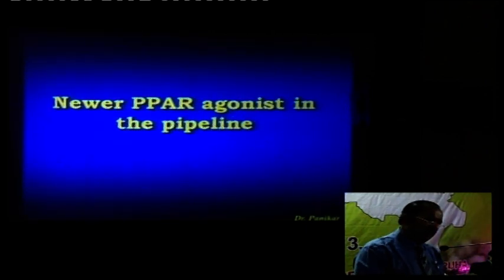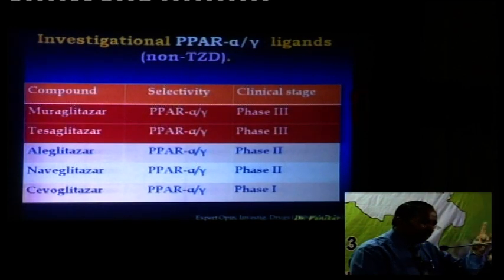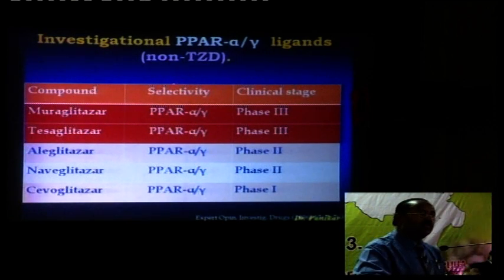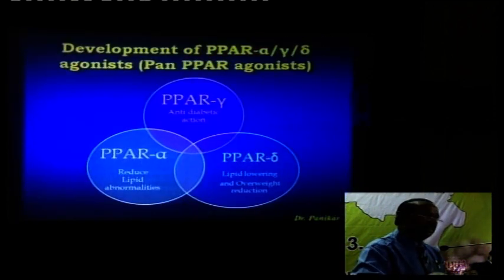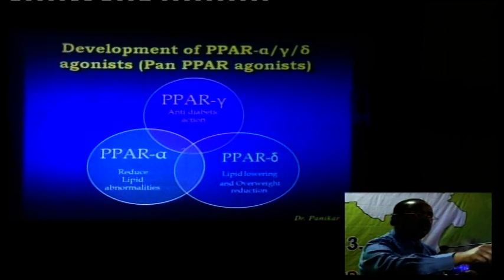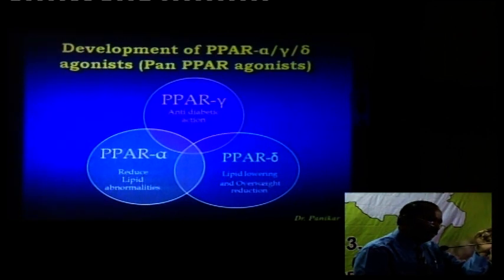There are newer PPAR agonists in the pipeline, a whole host of them. You have the TZD, that's the PPAR gamma agonist, a whole list of them. I'm not going to go into that. You have the dual PPAR agonists, alpha and gamma. Alpha is more for lipid control, gamma is for sugar control. So you have a host of molecules which are being worked out, and now you have a triple pan-PPAR agonist, which is alpha, gamma and delta. Gamma is anti-diabetic, alpha reduces lipid abnormalities, and delta, besides lipid lowering, can also help in weight reduction.